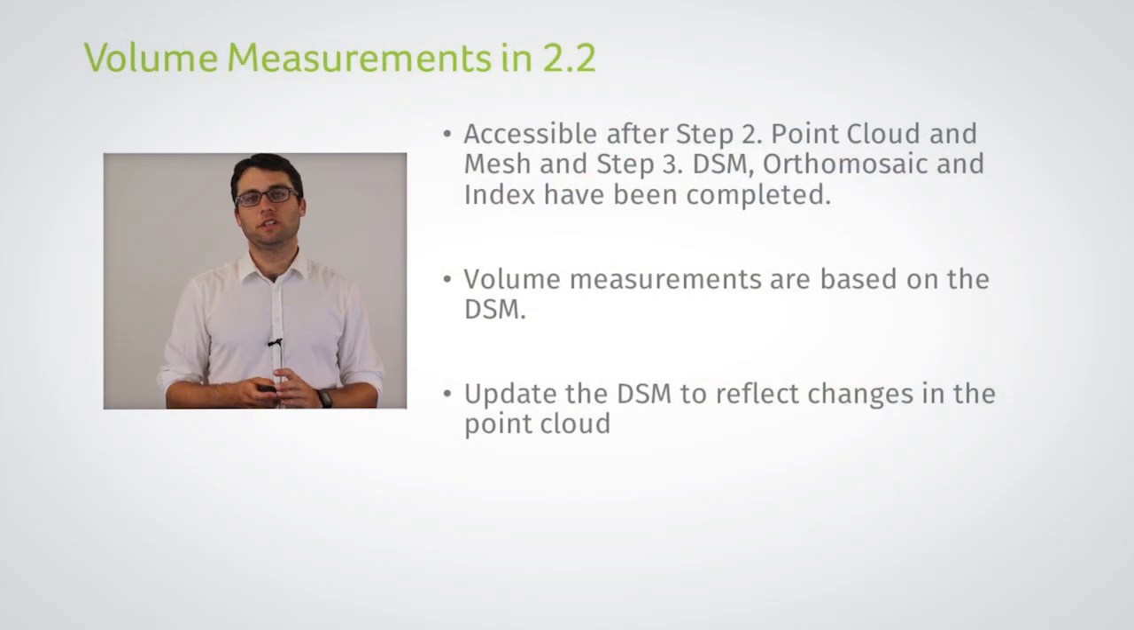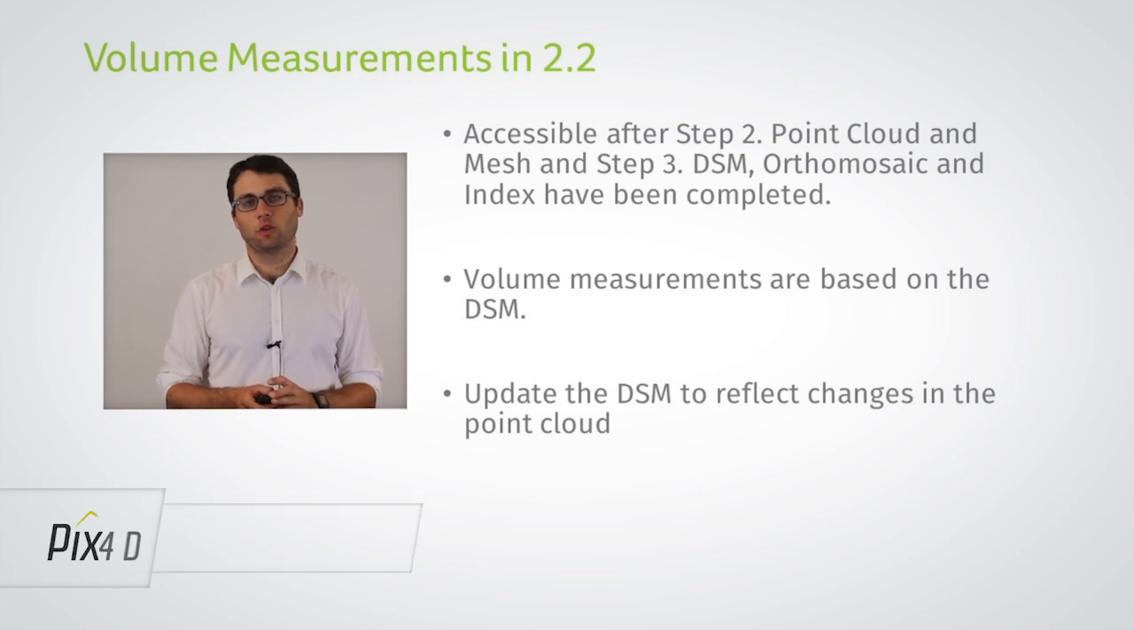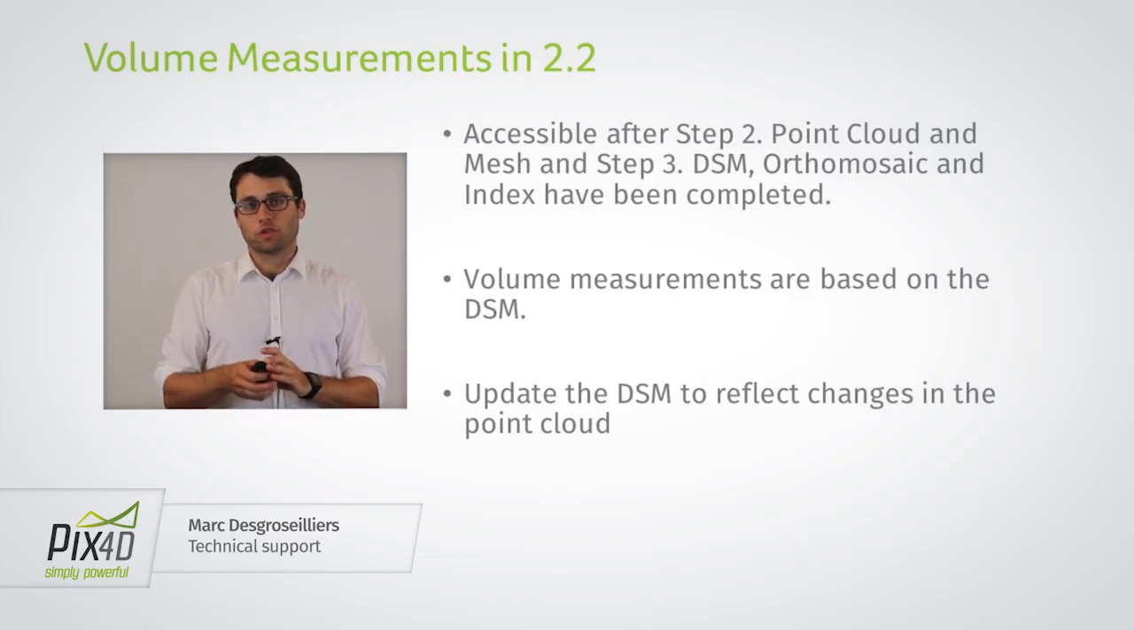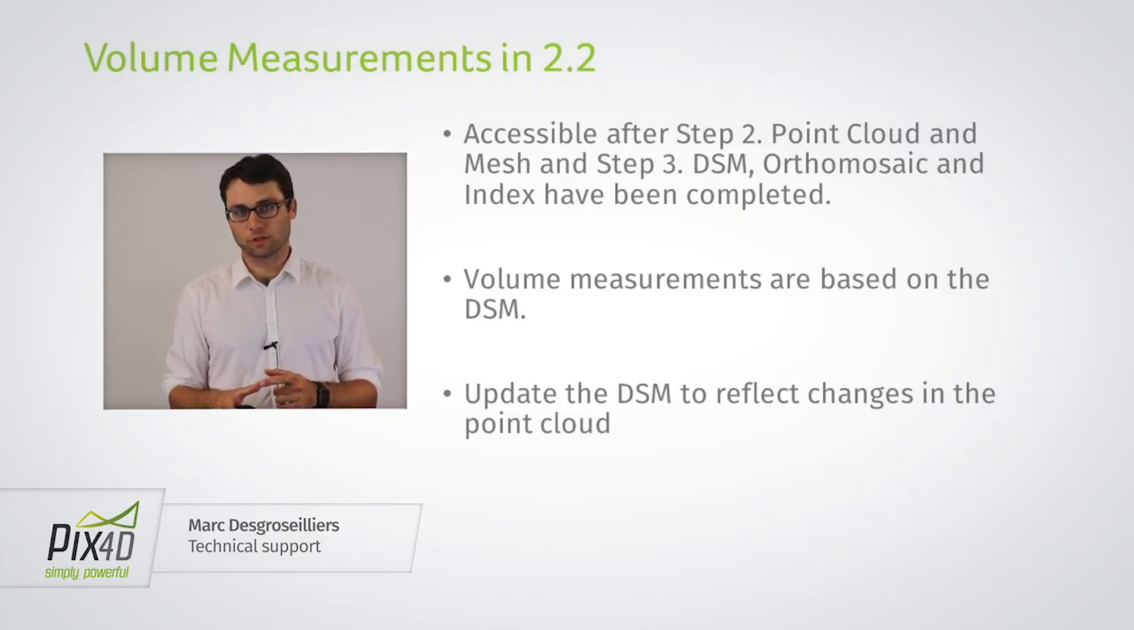Let me conclude this video by making a few remarks about the way that we make volume measurements in version 2.2 of the software. In this version, the volume measurements are exclusively based on the DSM. This allows for more accurate volume measurement, but it also comes with a few caveats. First thing is that you will need to make sure that you ran step 3 and that the DSM is generated before making volume measurements.